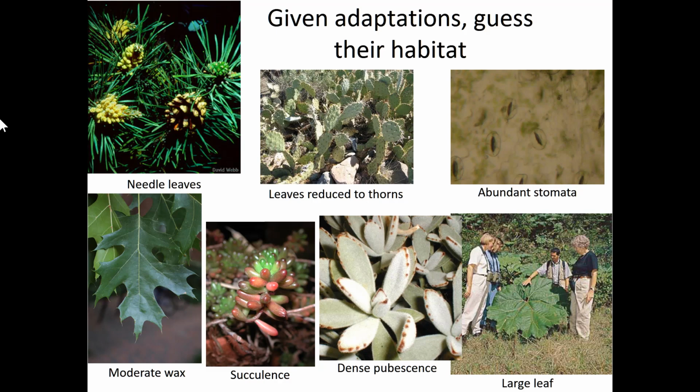What about a plant that's got abundant stomata? What sort of habitat might it live in? Well, abundant stomata is a place where water can be lost, but also CO2 can be gathered pretty readily. This is probably a plant that's growing in an environment that has ready access to water and reliable access to water.